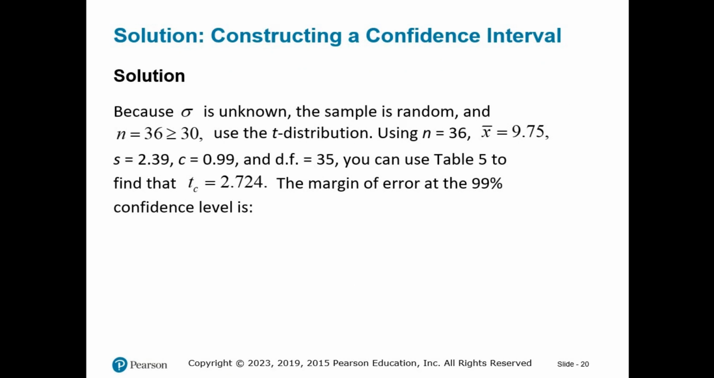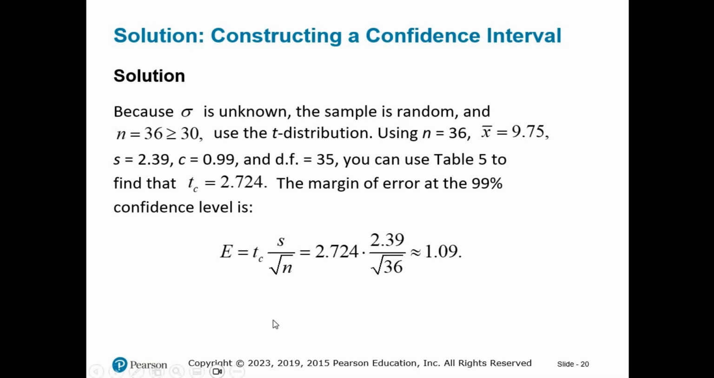Good job. Now with all of this information, find that formula for margin of error and find it for this problem. Pause the video to give yourself a minute. Here's what you should have gotten. Your t sub c value of 2.724 times the sample standard deviation of 2.39 divided by the square root of the sample size of 36 is about 1.09. So that is our margin of error.